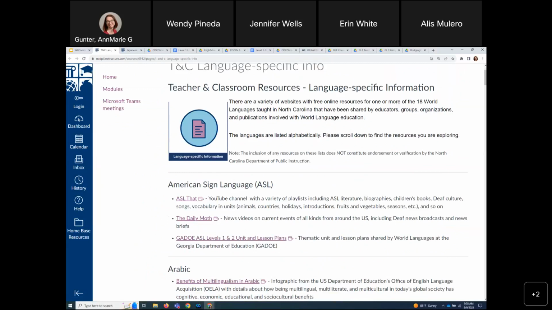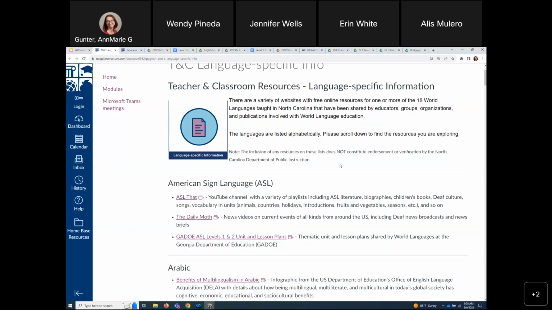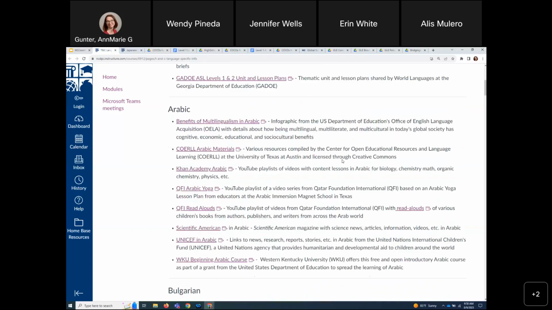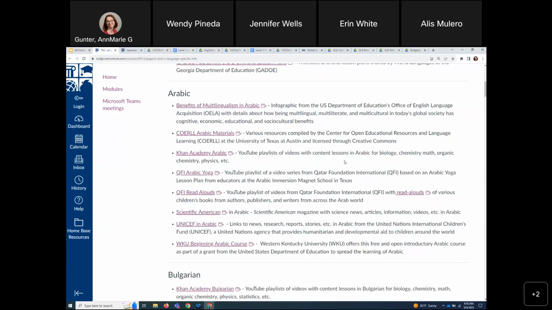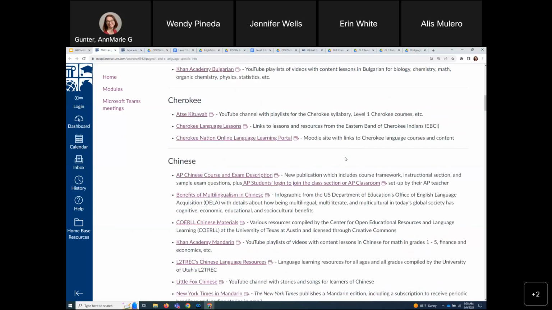And one thing to note is that the inclusion of resources on these lists does not constitute endorsement or verification by NCDPI. So whatever local requirements you have to make resources available, please follow those in sharing these with your teachers or in using them for your work. But we do have quite a variety. And if you ever know of any others that are free online resources that are tools or materials that could be used basically in anyone's local curriculum, let me know and I will make sure to add them so that we have as many options as possible for our teachers.